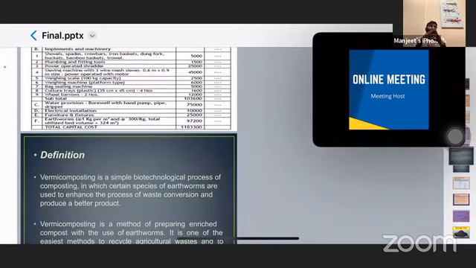So these are the major points, but what is vermicompost? Actually, vermicompost is a simple biotechnological process of composting in which certain species of earthworm are used to enhance the process of waste conversion and produce a better product. Vermicompost is a method of preparing enriched compost with the use of earthworms. It is one of the easiest methods to recycle agricultural waste and to produce good quality compost.